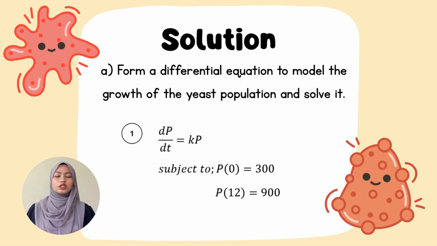The solution for question A, which is form a differential equation to model the growth of the yeast population and solve it. First step, we need to use the standard form dP over dt equals kP. We use this standard form because this is the rate at which the population growth is proportional to the total population at any time. After that, we need to apply the conditions: the population at initial time equals 300 units, and the population at 12 minutes equals 900 units.